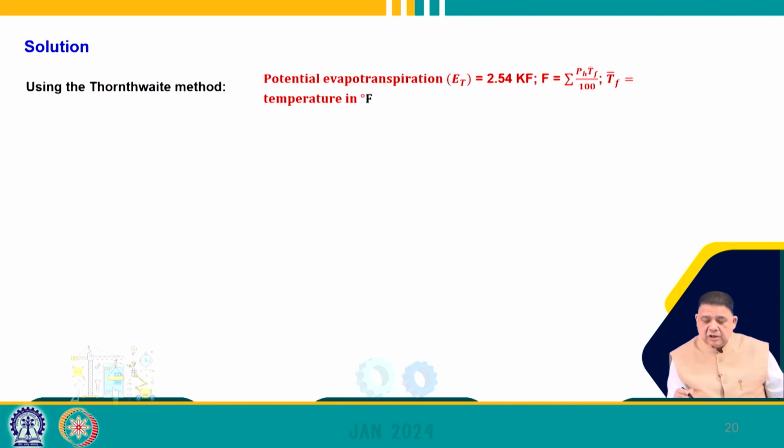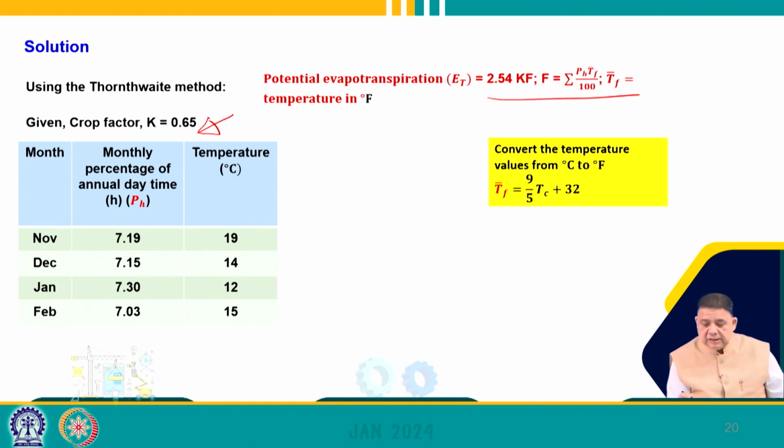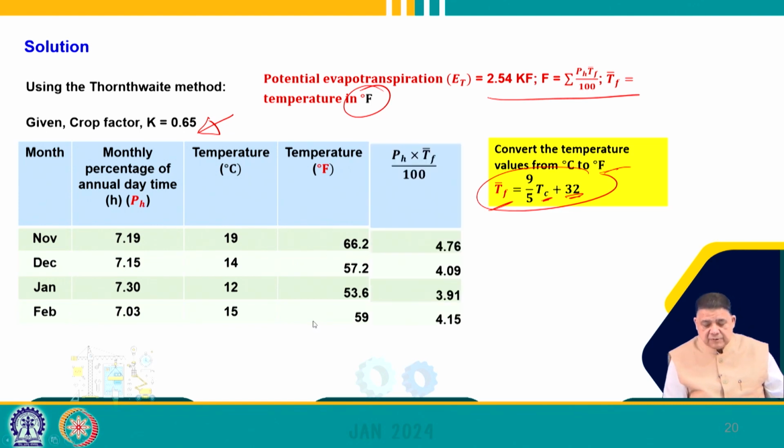So, using the Thornthwaite method, this is the equation we know, and the crop coefficient values K are already given. Obviously, what we need to do first is, because the temperature used here is in degree F, we have to convert these Celsius values into Fahrenheit, and this is the relationship we know. If you remember, (F minus 32) by 9 equals C by 5. So, that is the relationship which is here. So, 9 by 5 times Tc, that is temperature in degree C, plus 32 will give us the temperature in Fahrenheit. So, using this relationship, we can find out the temperature in different months.